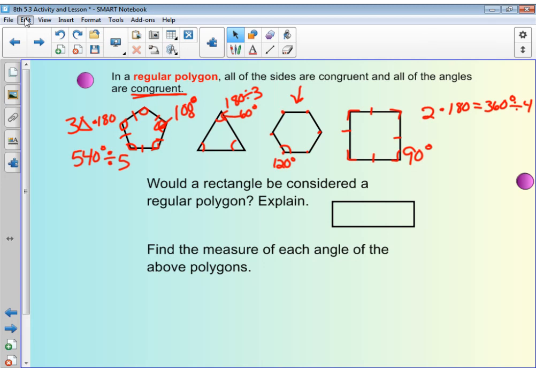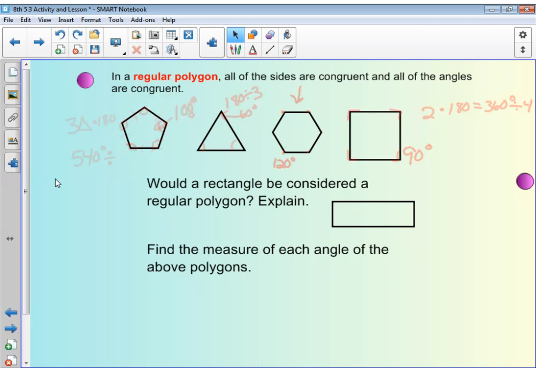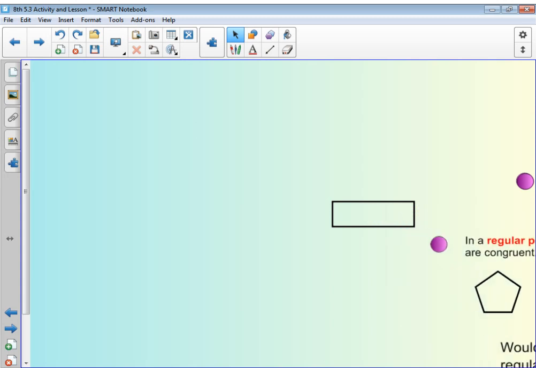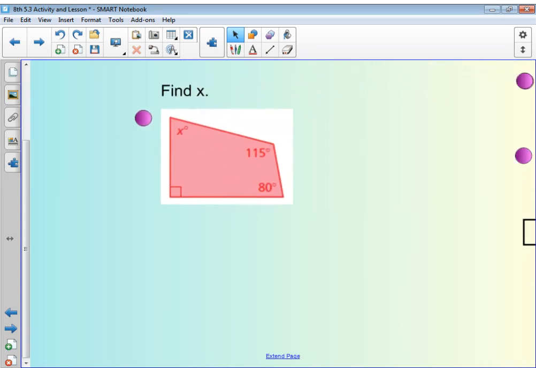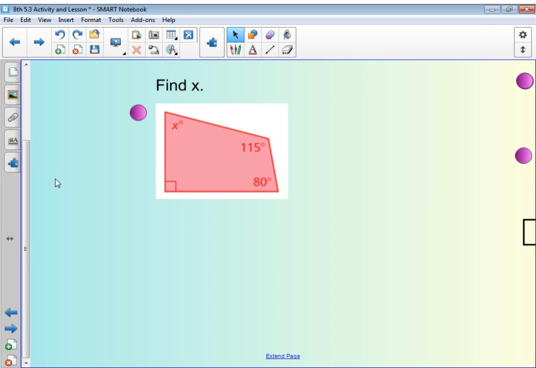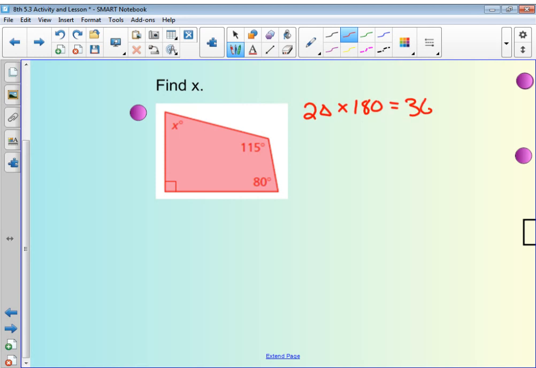Now we're going to go ahead and finish out this lesson by working with polygons that aren't considered regular, but where they want us to find a missing angle measure. So we have to kind of tie in things that we have learned previously. So in order to solve this, first of all, we have to know how many degrees are in this 4-sided figure. So if we take 4 minus 2, that gives us 2 triangles. So 2 triangles times the 180 is going to give us 360 degrees.